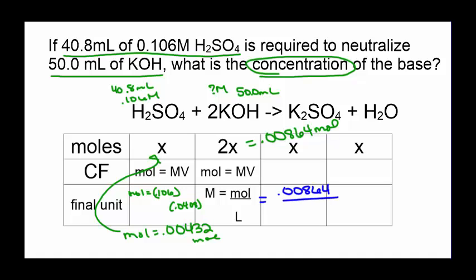So we're going to plug that into our formula down here. 0.00864 divided by, we have 50 milliliters, so 0.050 liters. So make sure you change that. And your answer is 0.173 molar KOH. So you do have to take into account your mole ratio and the coefficients in front of it if you don't have a 1-to-1 mole ratio.